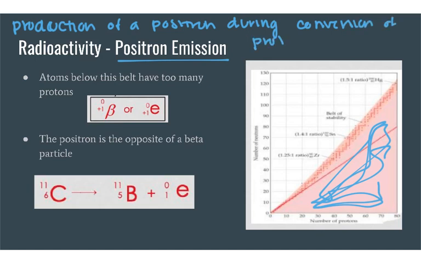Conversion of proton to neutrons. Good. All right. So if we look at our little image, we have carbon going to boron. So we have carbon 11. That's our mass. What do we notice? We notice that our mass stays the same. So mass number is the same. Right, and we have that 0 next to our E there, so the mass is not changing.